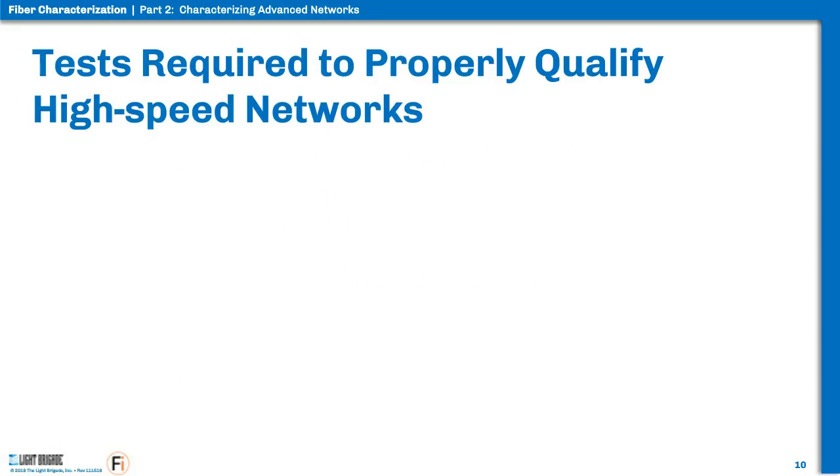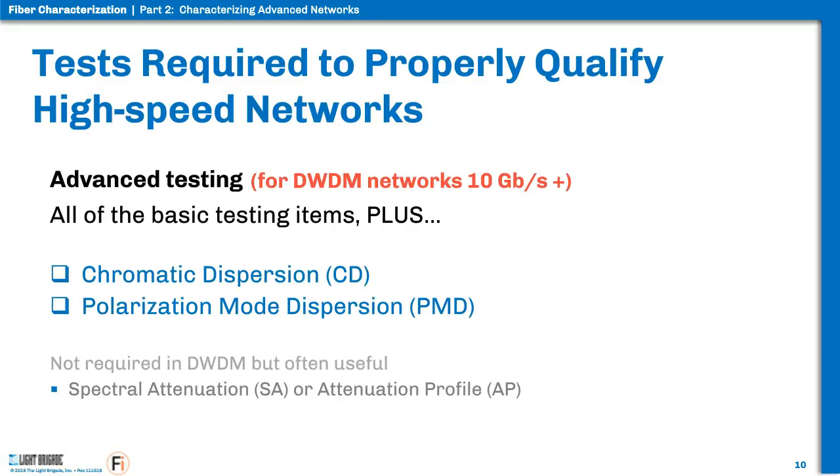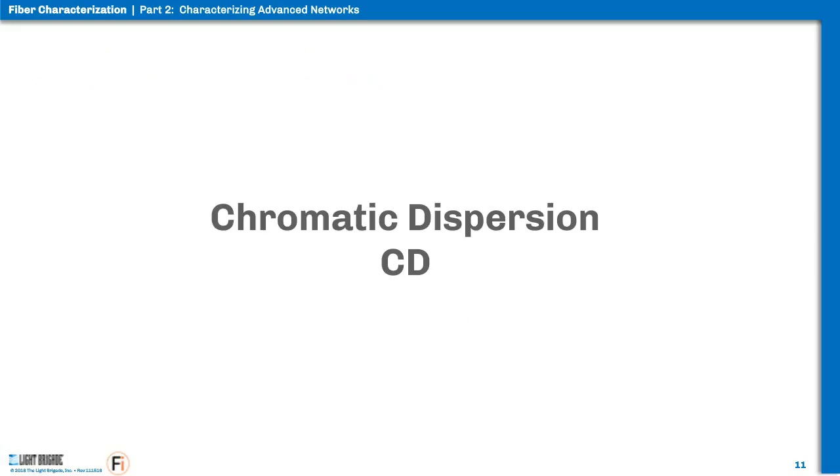So now let's talk about tests required specifically for high-speed networks. If we consider those tests to be the baselines, when we get to 10 gigabits per second and higher in DWDM networks, we then look to add tests to those fundamental tests. So this is all the basic tests plus fundamentally CD, or chromatic dispersion, and polarization mode dispersion. We're also going to talk about spectral attenuation. That's kind of an optional test depending on what your application is. It's not required in DWDM in all cases, but it's also useful. So we're going to talk about those three in more detail here. First, let's talk about chromatic dispersion, or CD.